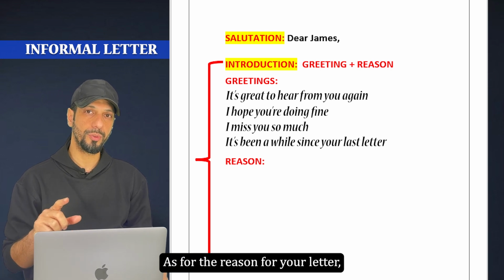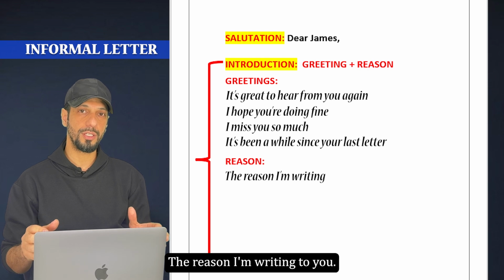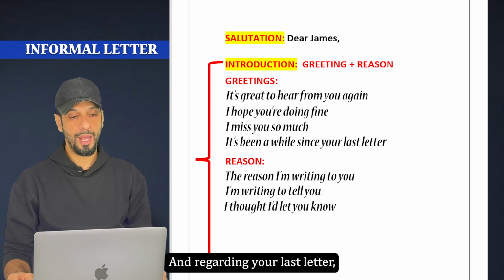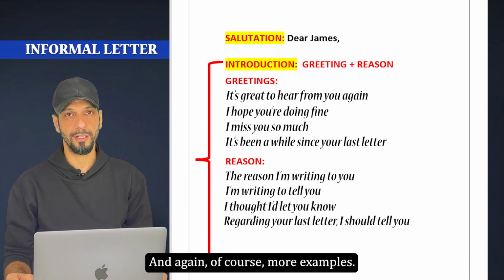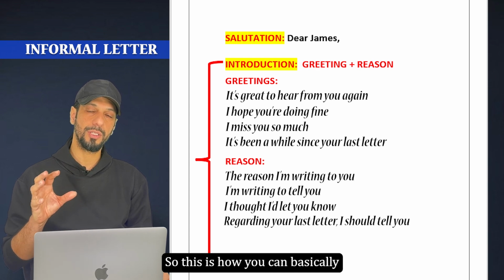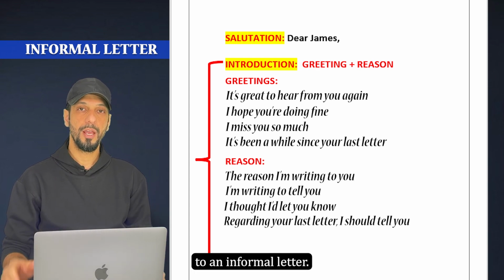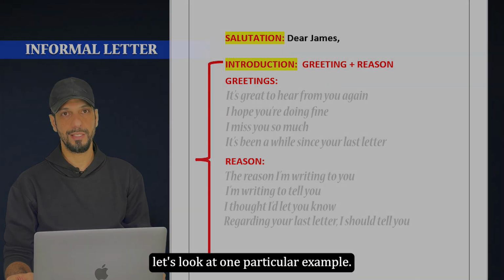As for the reason for your letter, you can use these sentences. The reason I'm writing to you, I'm writing to tell you, I thought I'd let you know, regarding your last letter, I should tell you, and again, of course, more examples. So this is how you can basically write an introduction to an informal letter. But to understand much better, let's look at one particular example.